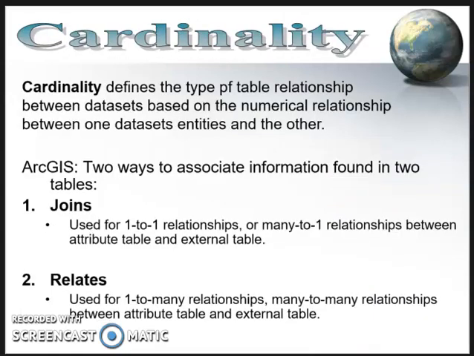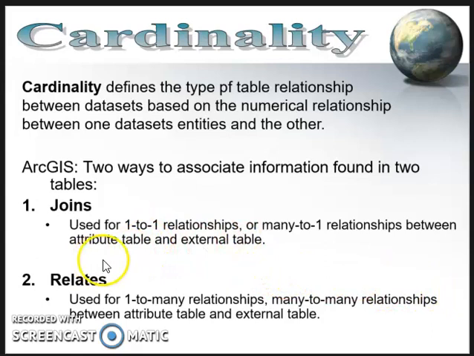Okay, so cardinality defines the type of table relationship between data sets based on the numerical relationship between one data set's entities and the other. When using GIS software, creating a one-to-one relationship between tables using a common attribute field is called a table join. A table join is one of the most useful and frequently used table relationship operations performed in geospatial analysis.